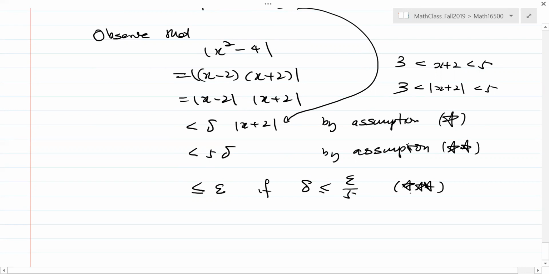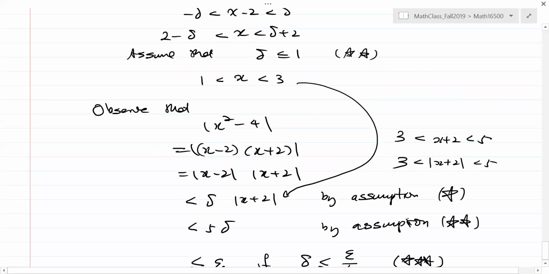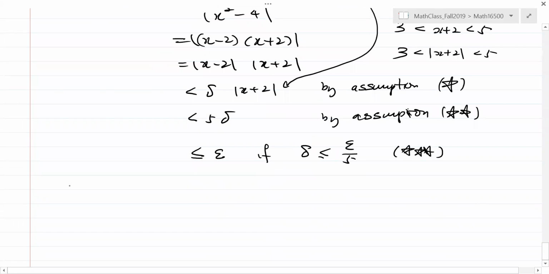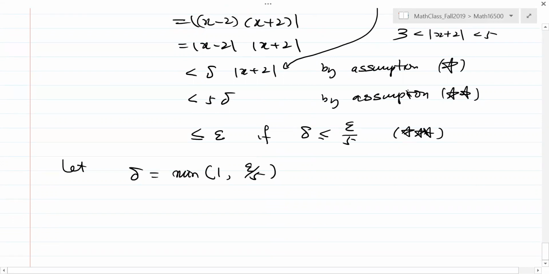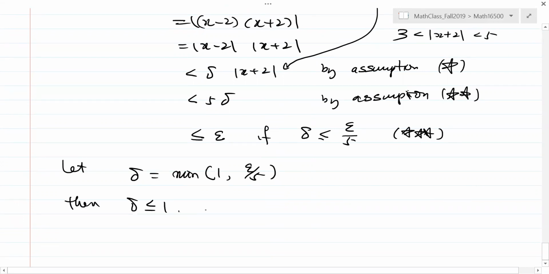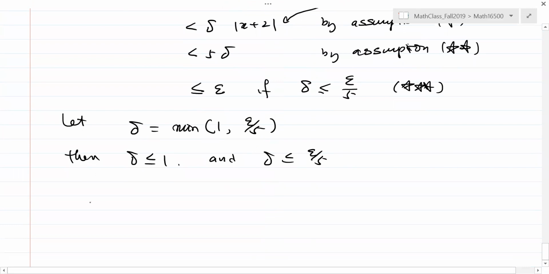So on the way to this, how many assumptions did you put on the delta? 2. One is delta should be less than or equal to 1. Another one is delta less than or equal to epsilon over 5. So we can let delta be the minimum value of 1 and epsilon over 5. Choose the smaller one. Then delta is less than or equal to 1 and delta is less than or equal to epsilon over 5. That implies if absolute x minus 2 is less than delta, then you will get absolute x squared minus 4 less than epsilon, by the above argument.